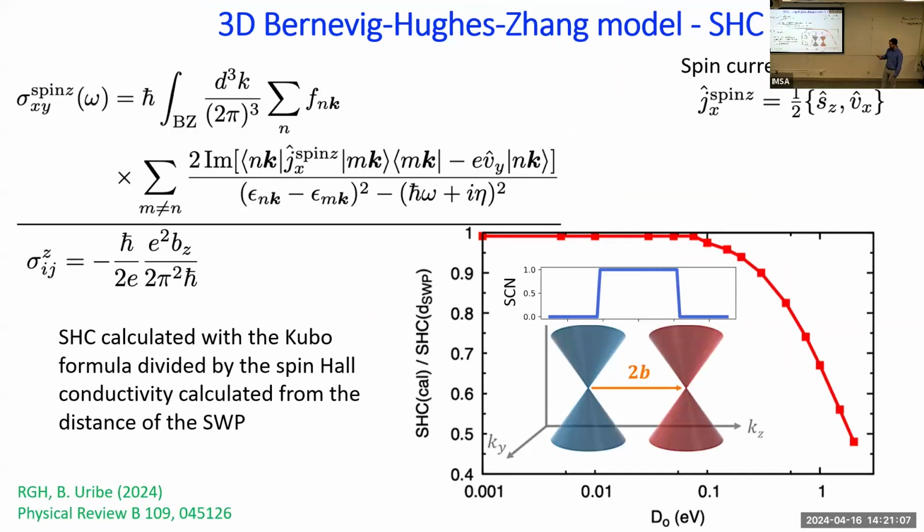Here is the 3D model, and this was a calculation before. We can divide the Kubo formula by, for example, the spin Hall conductivity calculated with the distance, because we know, for example, for anomalous Hall conductivity in various metals, the anomalous Hall conductivity is directly proportional to the distance of the spin Bi points. You can divide these two formulas, and we notice, for example, for small d, the spin Hall conductivity is directly proportional to the distance of the spin Bi point. And the final is that we measure with the average spin channel number.